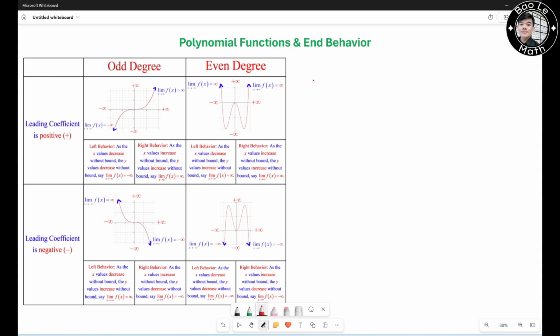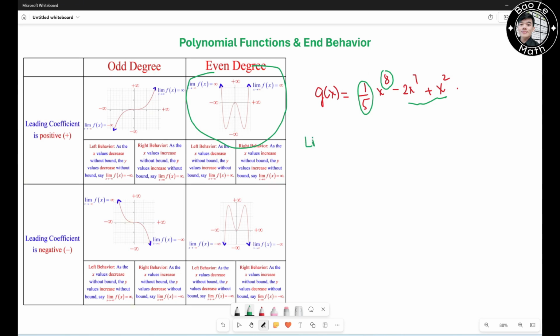Now let's take a look at the next example. For example, if I have the function g of s is 1 over 5 s to the power of 8 minus 2 s to the power of 7 plus s to the power of 2, something like this. Now I don't care about this term. I only care about this term right here. The leading coefficient is positive and we have the even degree right here. So we're going to look at this case right here.